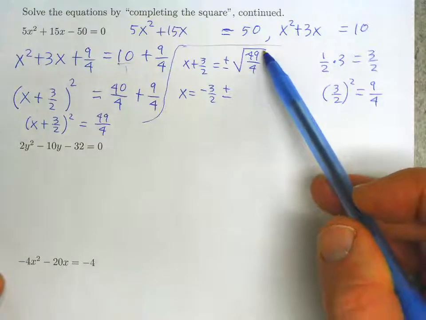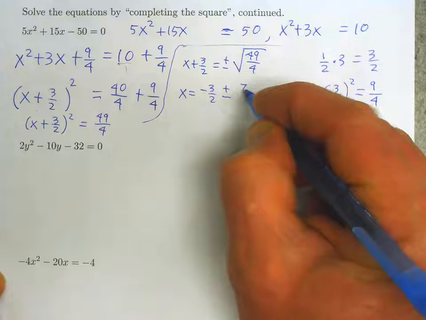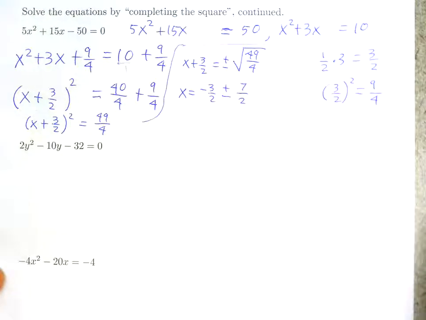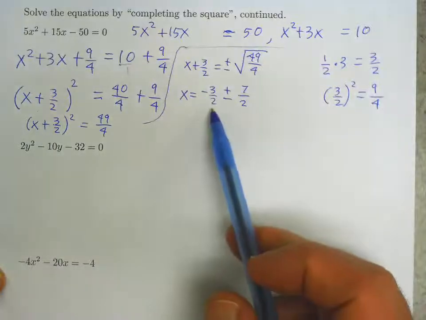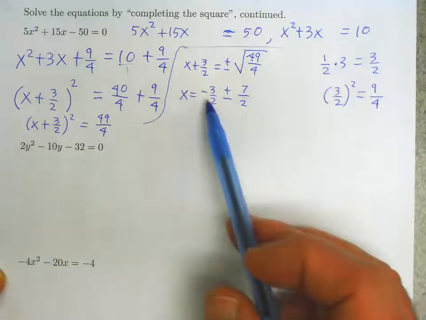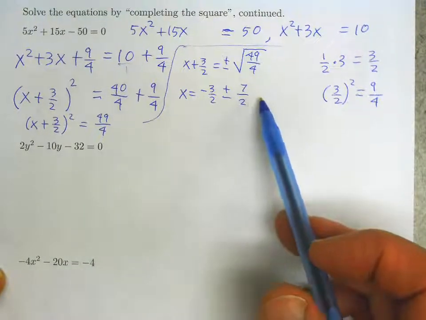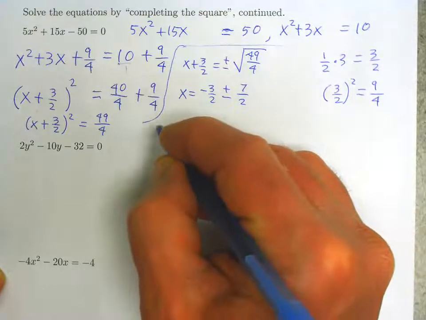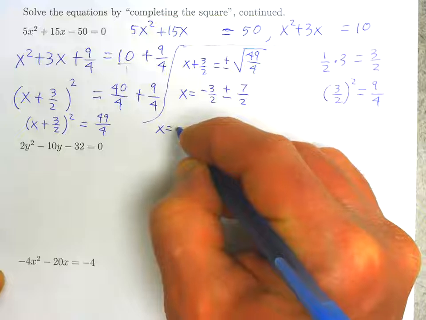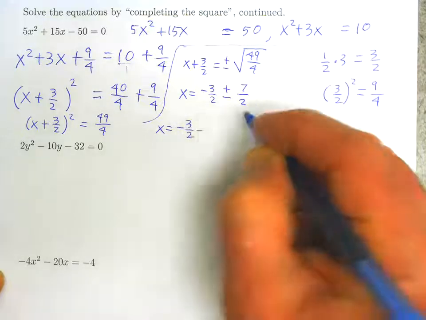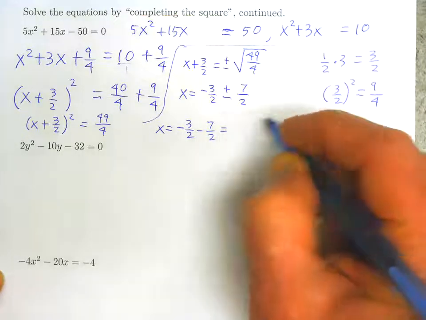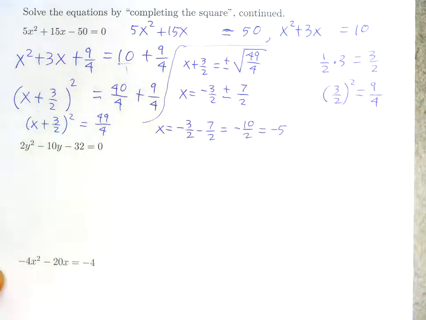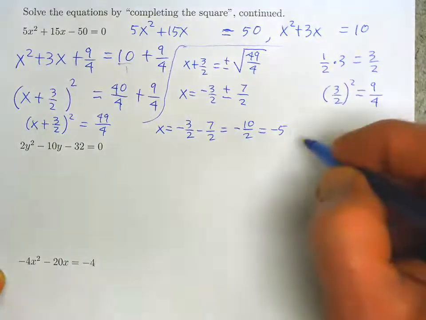The square root of 49 is 7, so we have 7 in the numerator, and the square root of 4 is 2, so I have 2 in the denominator. And we can simplify further because the square root was eliminated upon simplifying. So one of the solutions is x equals negative 3/2 minus 7/2, which is negative 10/2 or negative 5. Negative 5 is one of the solutions.